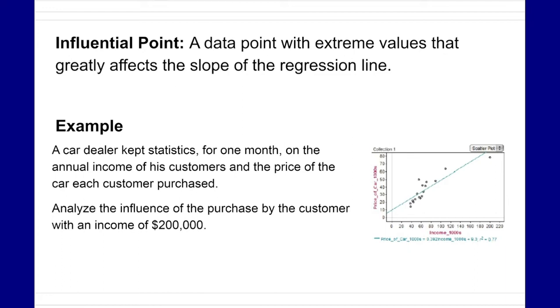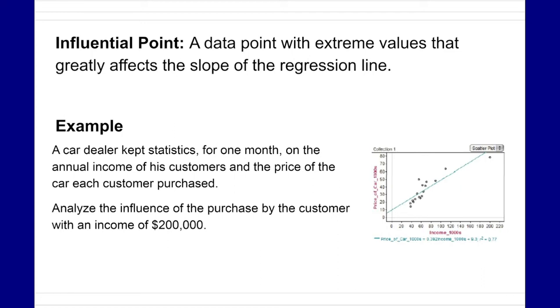For example, a car dealer kept statistics for 1 month on the annual income of his customers and the price of the car each customer purchased. We want to analyze the influence of the purchase by the customer with an income of $200,000. So the income was $200,000. This is the point we're referring to. We can see that with their income of $200,000, they only bought an $80,000 car.